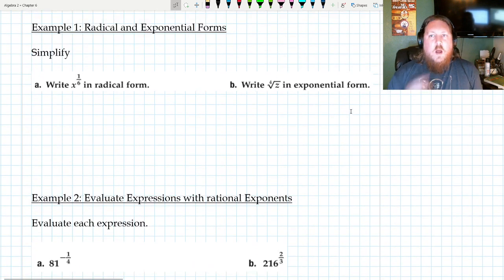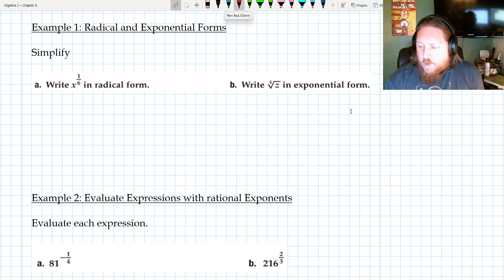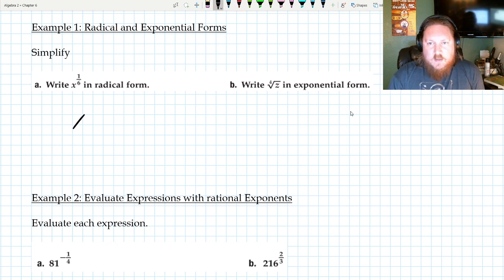Example 1, radical and exponential forms. So a radical form would be written with a root symbol. An exponential form would be written in exponent form. So the idea is I want to take a look at the expression I'm given, and in this case it's x to the 1/6. This is in exponent form, and I want to put it in radical form, so all I have to do is identify the denominator, and I can see that becomes my index for my root.